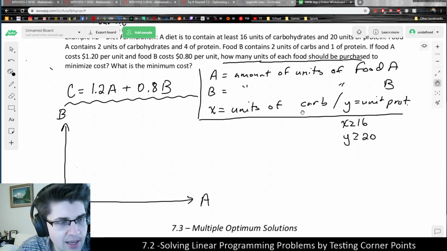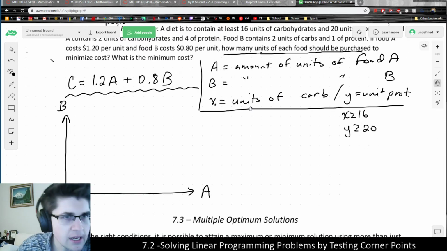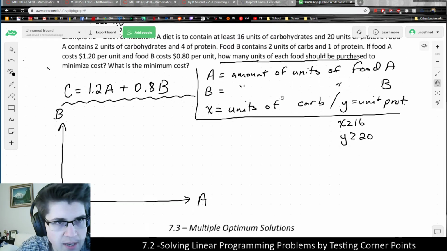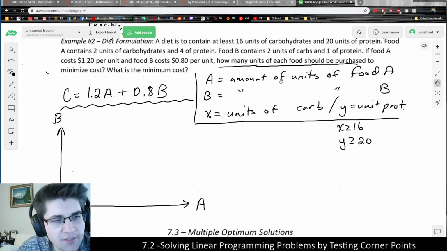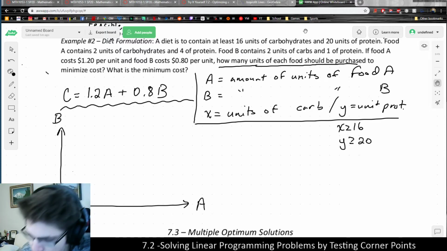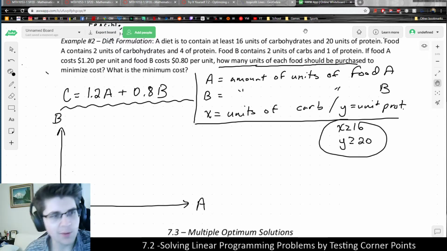Because it doesn't ask us how many units of carbs and protein we are going to get in our diet. That's not the question, so I'm not solving for X and Y. But you could call these X and Y if you want. There's a lot of unknowns, which is why this question is a little bit harder, in my opinion. But anyways, the last piece of information that I have not noted is the statement that food A contains 2 units of carbs and 4 of protein, and food B contains 2 units of carbs and 1 of protein.